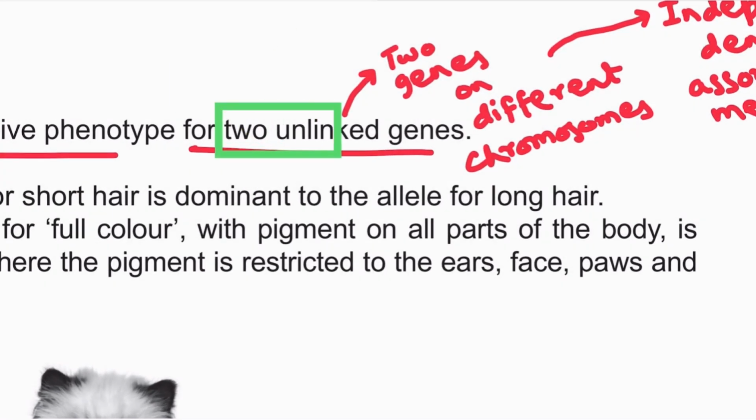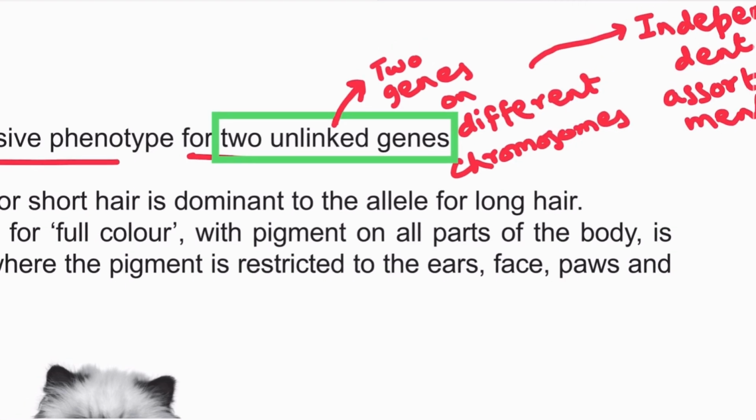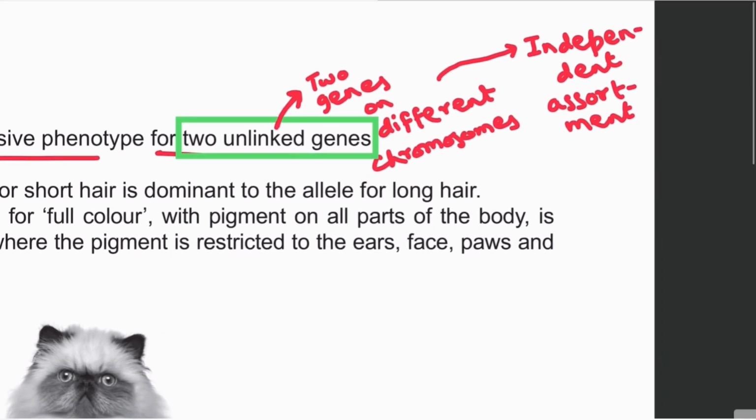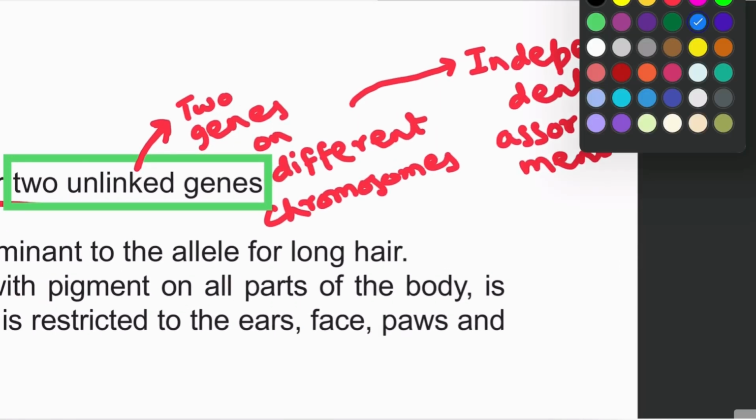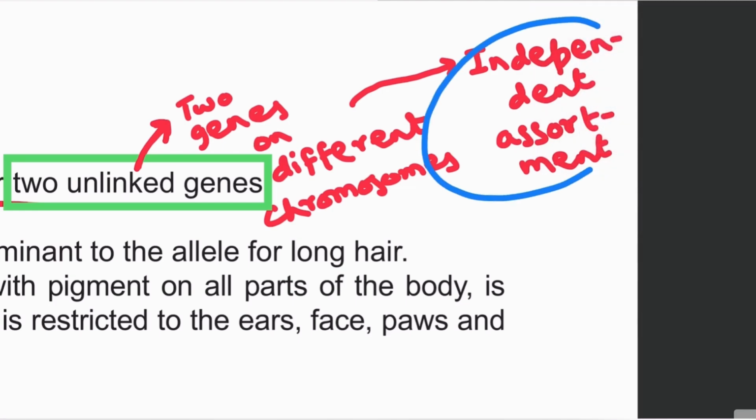So guys, what is meant by two unlinked genes? Genes which are unlinked are the genes that are found on different chromosomes. Always remember this point. If two genes are linked, they are found on the same chromosome, and if two genes are unlinked, they are found on different chromosomes. And when the two genes are found on different chromosomes, the case is of independent assortment, which means that while making a cross, when we make gametes, we will follow the mechanism of independent assortment.